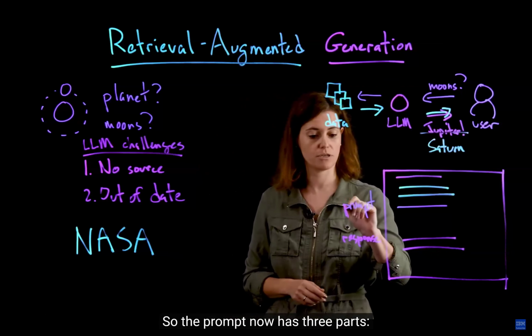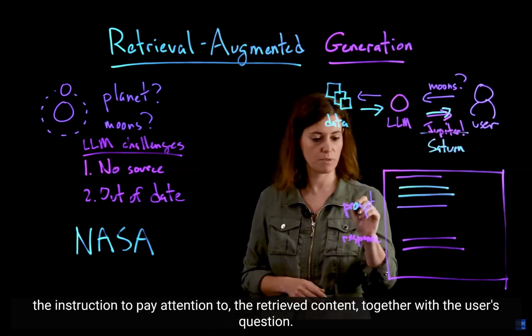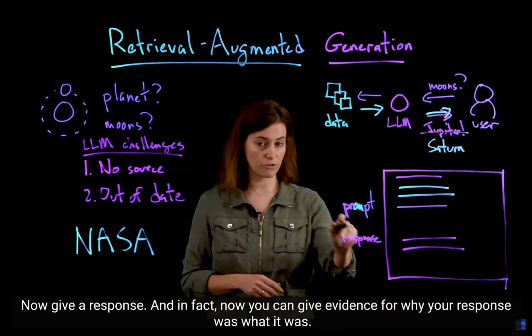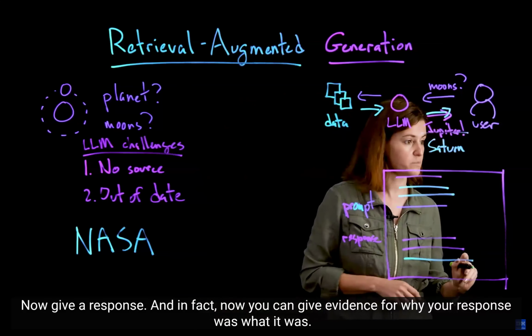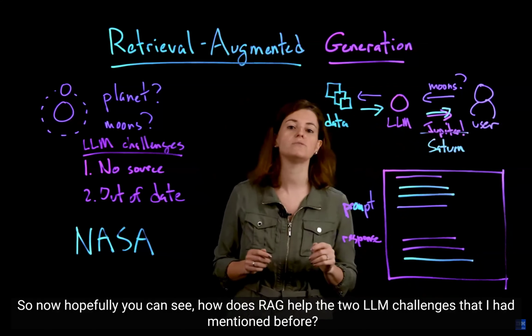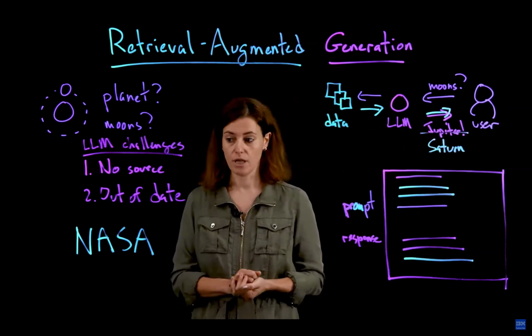So the prompt now has three parts. The instruction to pay attention to the retrieved content, together with the user's question, now give a response, and in fact, now you can give evidence for why your response was what it was. So now hopefully you can see how RAG helps the two LLM challenges that I mentioned before.